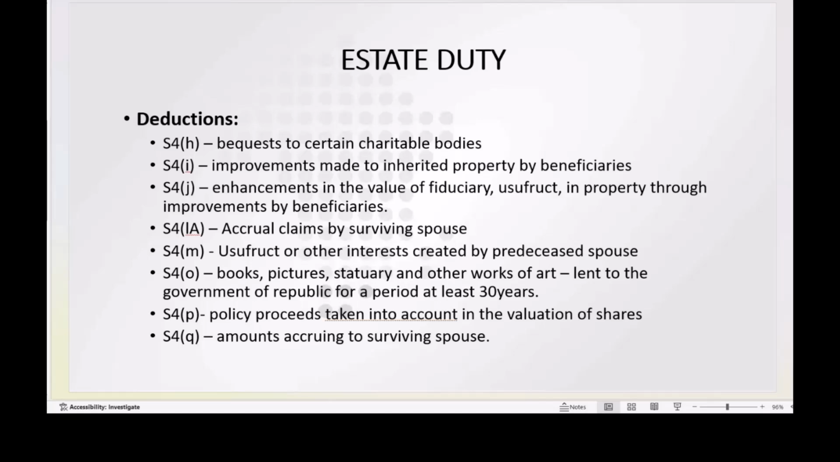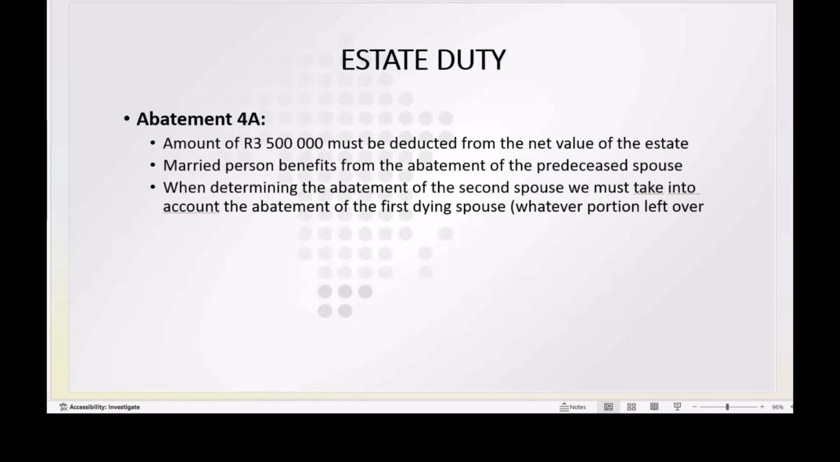Then any policy proceeds that were taken into account in the valuation of shares. And then section 4Q, any amounts that are accruing to your surviving spouse. Those will then be part of your deductions. Then you have your section 4A abatements, which we've already touched on, that each person gets an amount of 3.5 million that you can deduct from the net value of your estate.